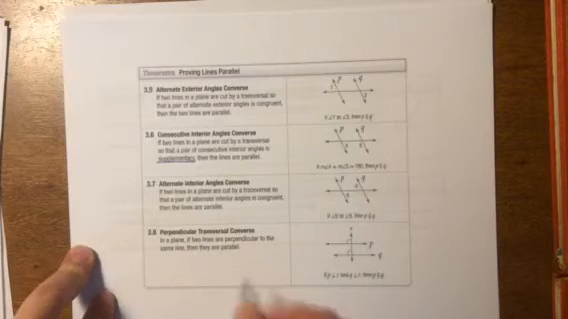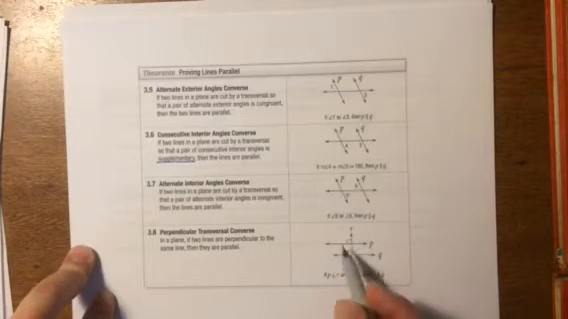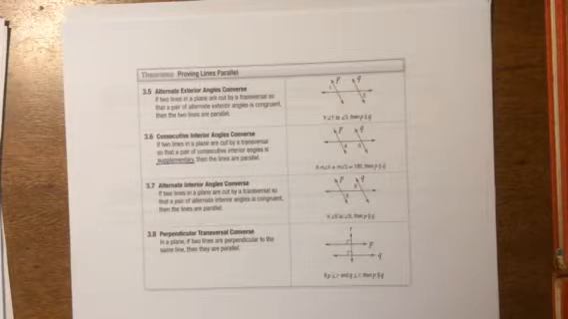And then we have the perpendicular transversal converse. It says, in a plane, if two lines are perpendicular to the same line, they have to be parallel. So let's take a look at example 1.